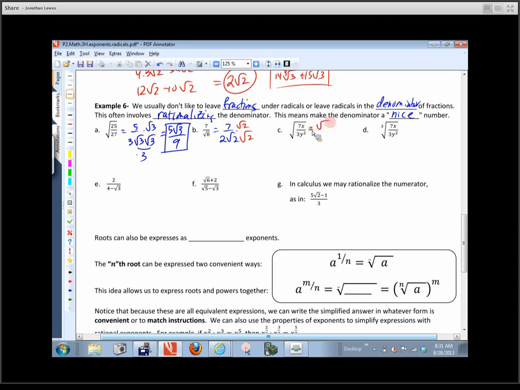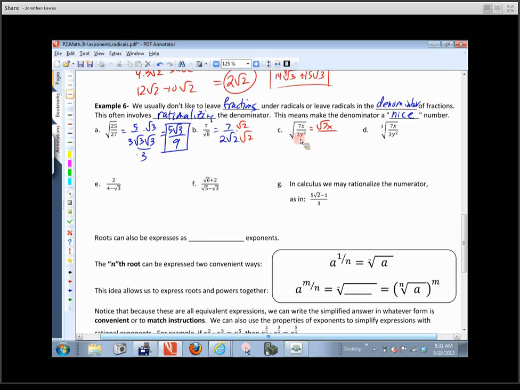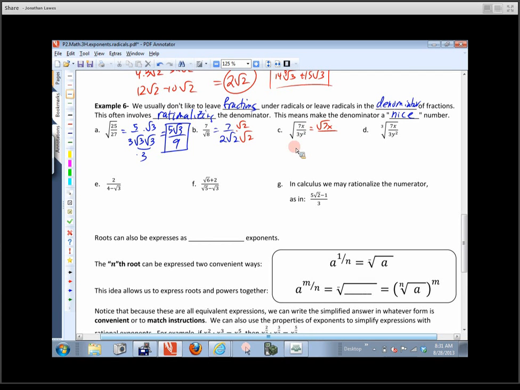This is radical 7x. Do I have anything I can take out here? Y. I can take out a y. Okay, what do I need? Radical 3. I need a radical 3. So this is going to give me on the top, this makes it look even worse. This is 21x on the top. What's on the bottom? 3y. Okay? Any questions? Okay, take a look at the next one.